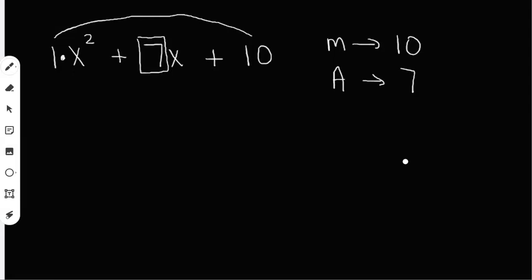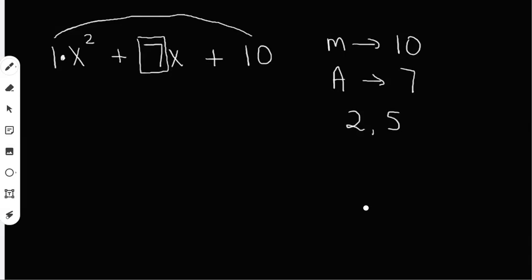What two numbers can multiply to 10, but add up to 7? Once you know those two numbers, you can write them down. So what two numbers multiply to 10, but add up to 7? That's going to be 2 and 5. So those are the two numbers that we're going to be using.